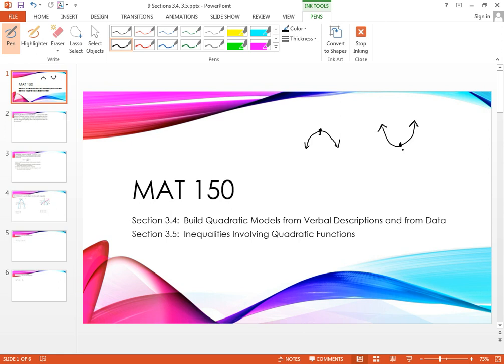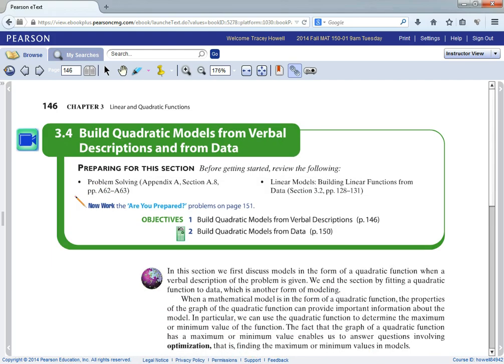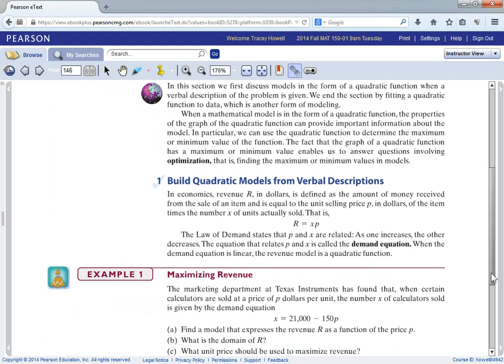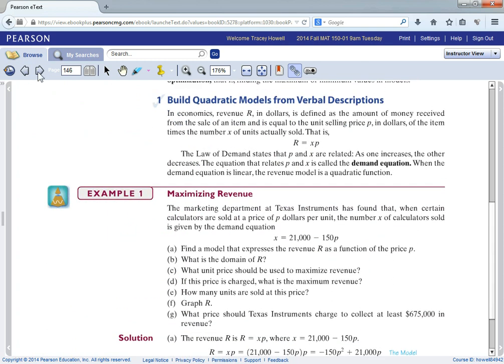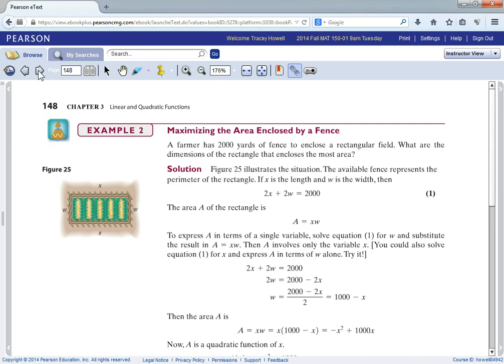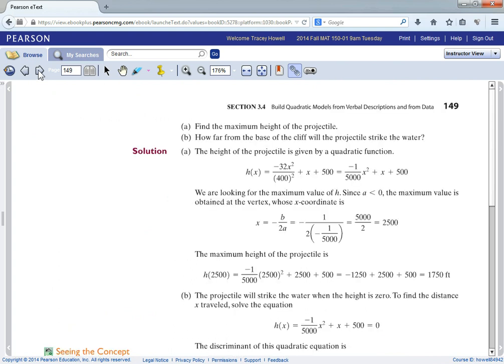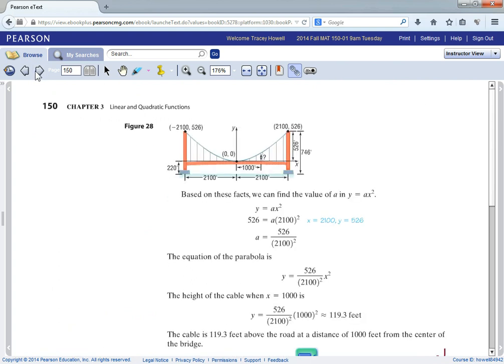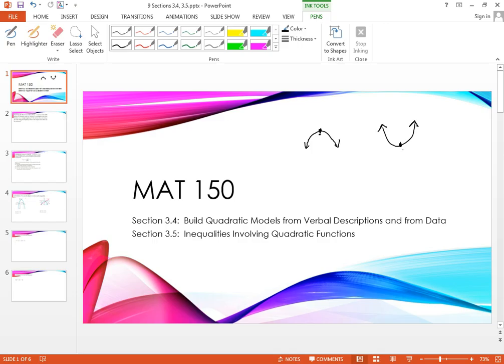Section 3.5, inequalities involving quadratic functions. I think you'll like that. It's very similar to something else that we've already done. The section in the book for 3.4 is mostly them just working through examples, so I'm going to do a couple myself, but do pay attention to the fact that there are several here that you can go through as well. But I'm going to do a couple for you.